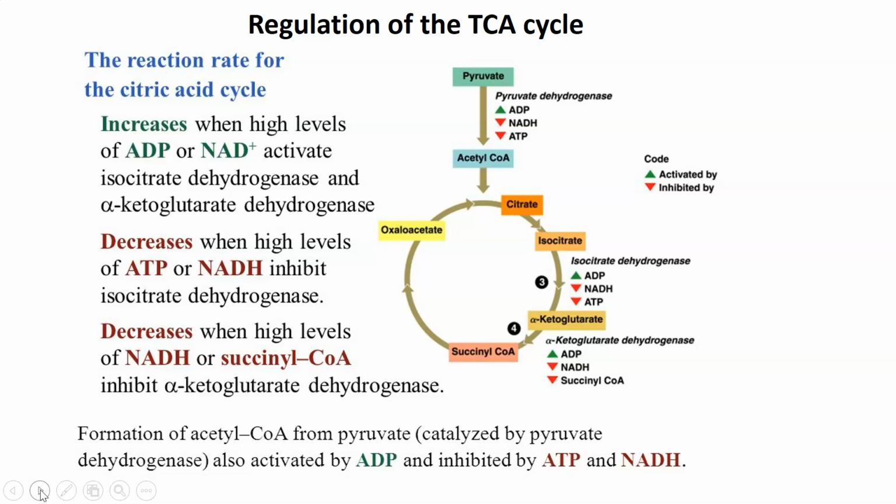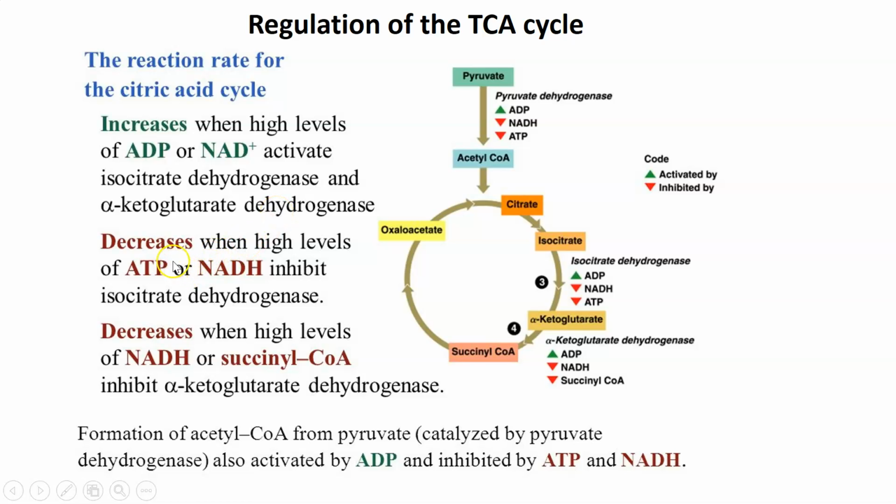Now, in terms of regulation, we know how glycolysis is regulated. Similarly, the TCA cycle can also be regulated. When you have lots of ADP and lots of NAD, this is a sign that there's not enough energy, not enough ATP being produced. So lots of ADP and NAD will increase this pathway. ADP and NAD will activate these particular enzymes, isocitrate dehydrogenase and alpha ketoglutarate dehydrogenase.